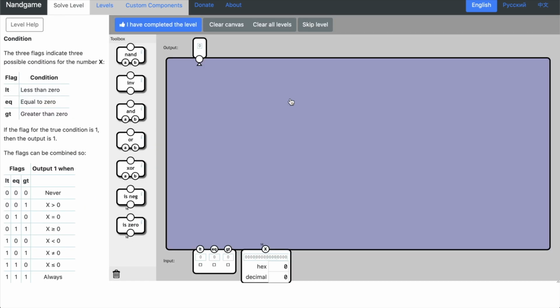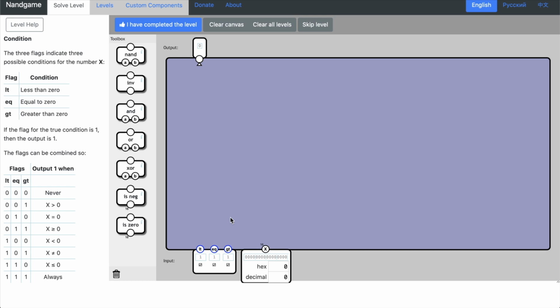So in conditions here, we have three flags. We have less than zero, equal to zero, and greater than zero. And we're gonna issue a one or a zero based on what these flags say about this number X. And these flags can be combined. This is an OR, a logical OR. If all three flags are set, then we are always going to output one because the number will be less than, equal to, or greater than zero.